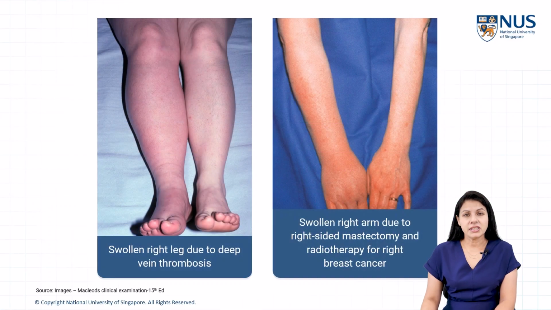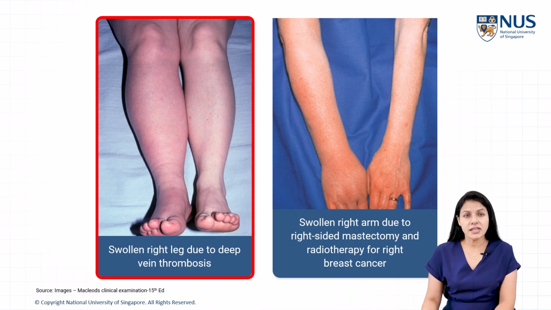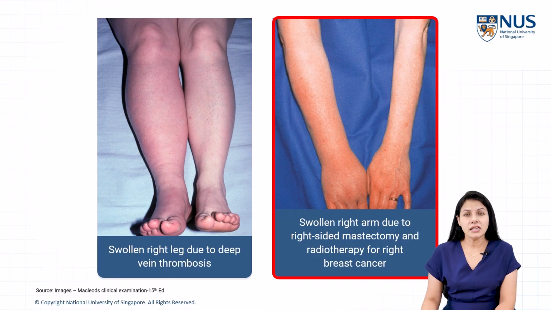These images demonstrate clinical examples of unilateral edema. The image on the left-hand side is a leg with deep vein thrombosis. The affected leg appears larger and erythematous, and in these patients, on physical examination, we often note calf tenderness. And the second image is a patient post-mastectomy and radiotherapy. So in this instance, clearance of axillary lymph nodes disrupts lymphatic drainage from the arm, producing unilateral arm edema, which is lymphedema.